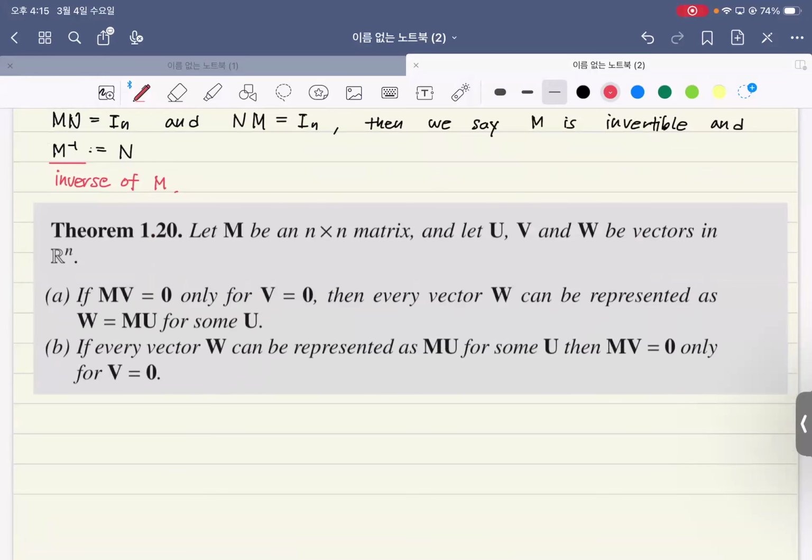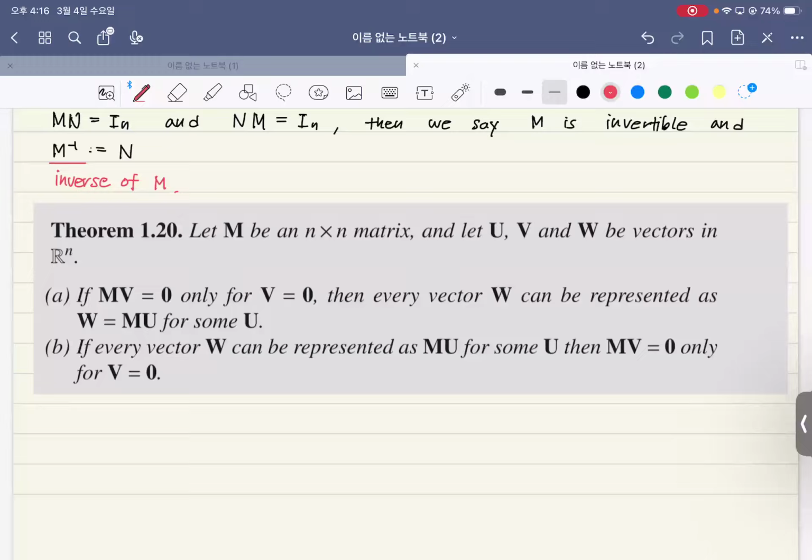Theorem 1.20. Okay, all right. So let me try to read this. I have matrix M, which is a square matrix because it is assumed that M is an n by n matrix. And U, V, W are vectors in Rn. In this case, we are assuming that U, V, W are n by 1 column vectors, vertical, right? And this theorem is about to claim two statements.